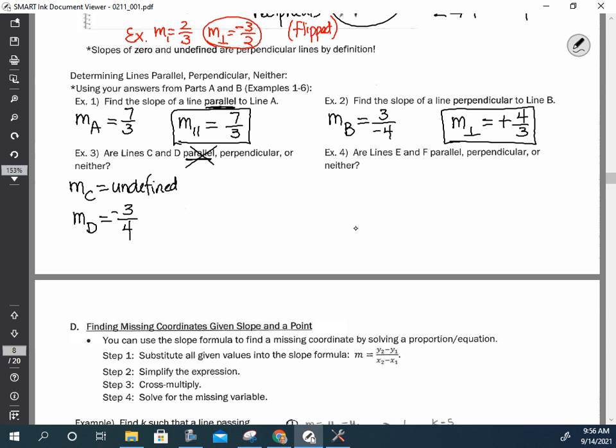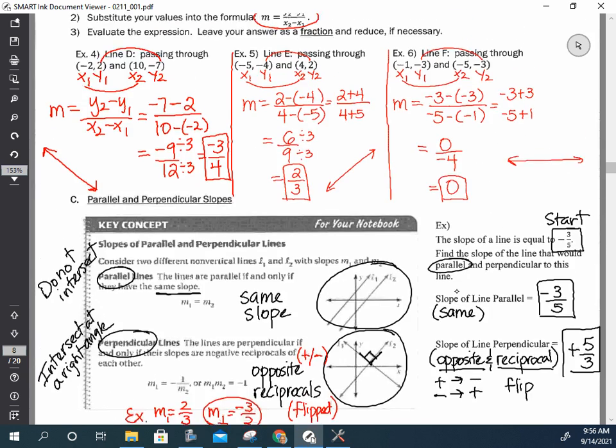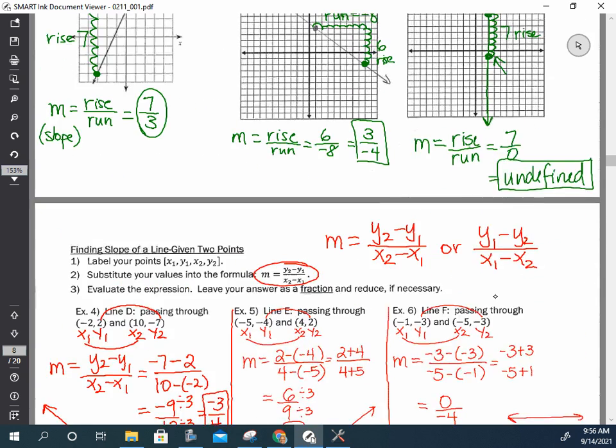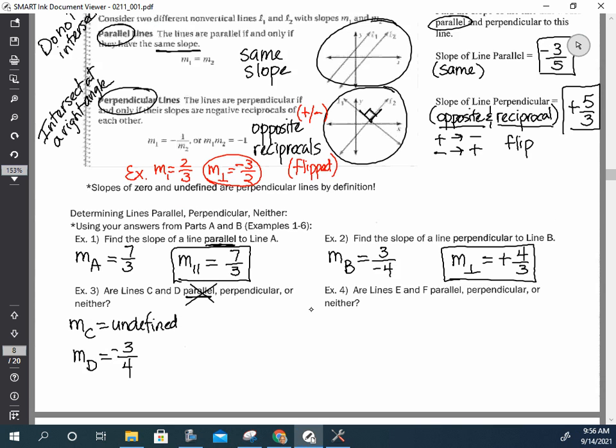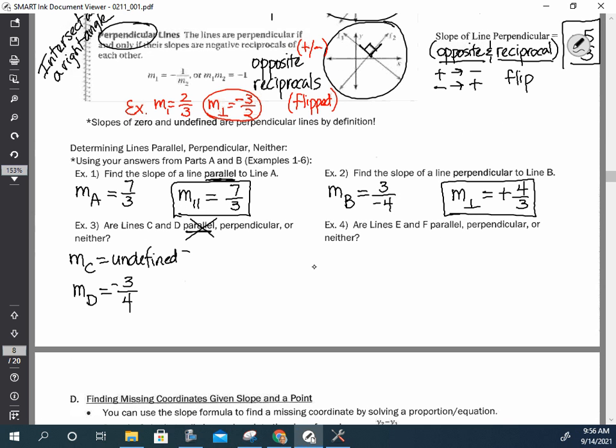Perpendicular means one has to be the flipped over version of the other, and it has to be the opposite. So to get undefined, for example 3, that was 7/0. The answer that we got for C was 7/0. If I flip 7/0 over, I'm not going to get 3/4. So it's not perpendicular. So your answer is neither. It is perfectly okay to get neither. It will happen.